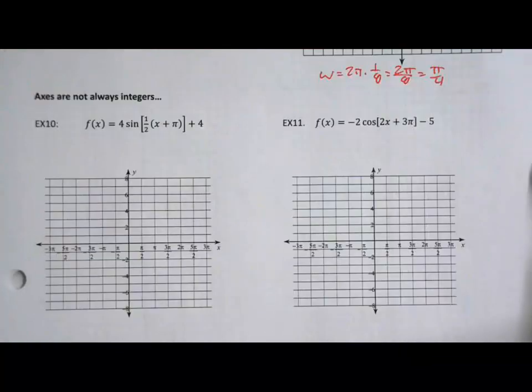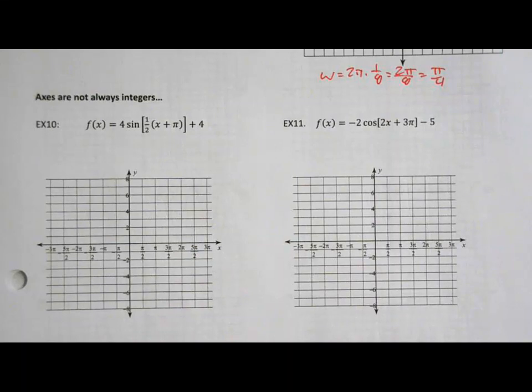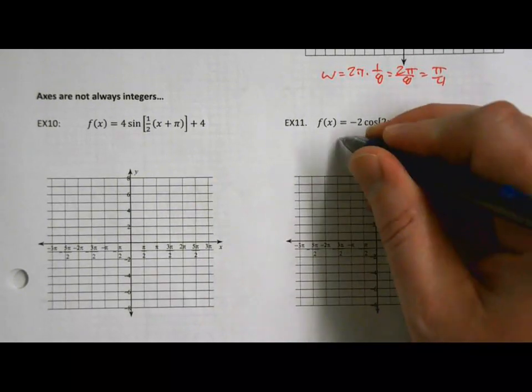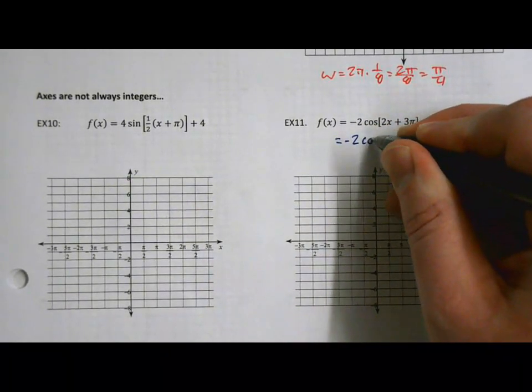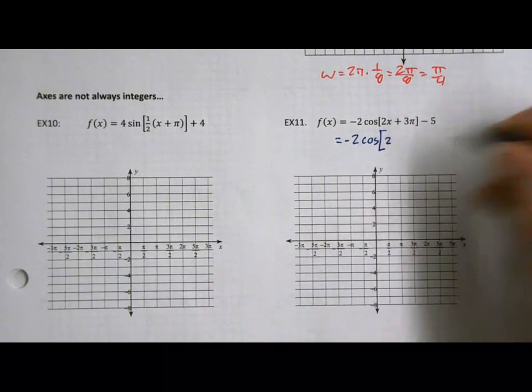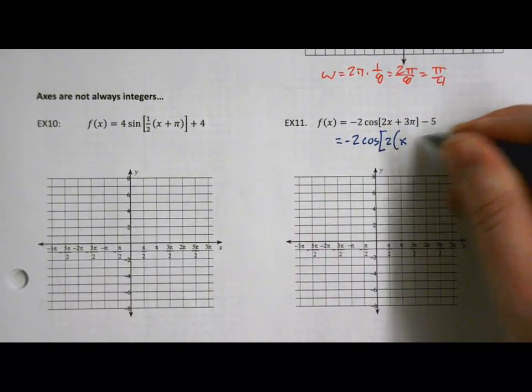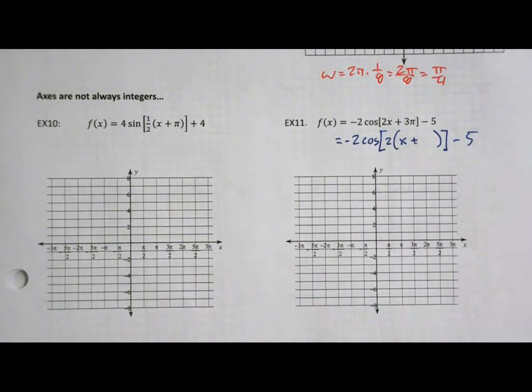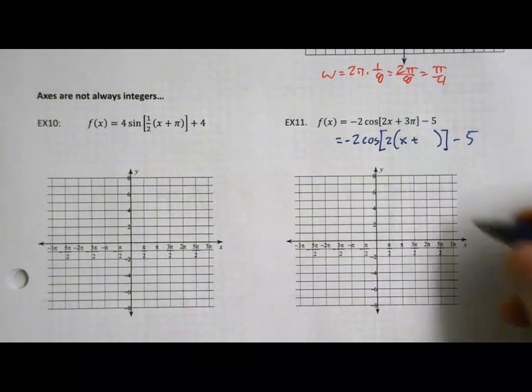We're skipping 10 and moving on to 11. All right, this is not in the correct form. Well, there's no such thing as a correct form. It's not in the friendliest of forms, so let's factor this 2 out. This one's a little bit easier. I just need to take 3 pi and divide it by 2. 3 pi over 2.